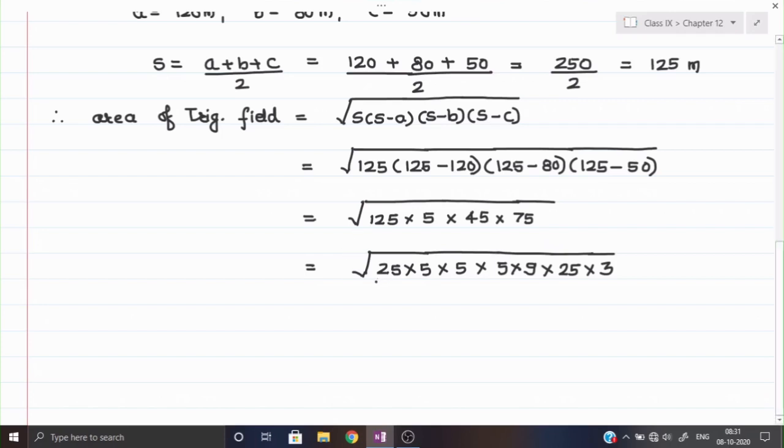Observe here, one pair of 25 is going to form, so that 25 I am taking outside. Then one pair of 5 is going to form, so that 5 also I am taking outside. And this 9 we can say is 3 into 3, so a pair of 3 will complete, so 3 will come out.